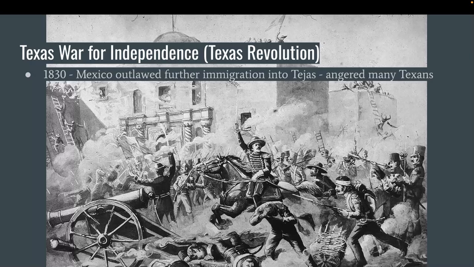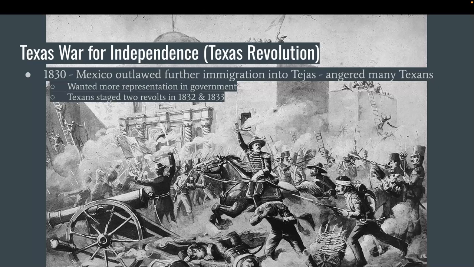Okay, when you see the X, we're talking American. When you see the J, it's from the Mexican side of things. The Texans wanted more representation in government, and they staged two revolts in 1832 and 1833.